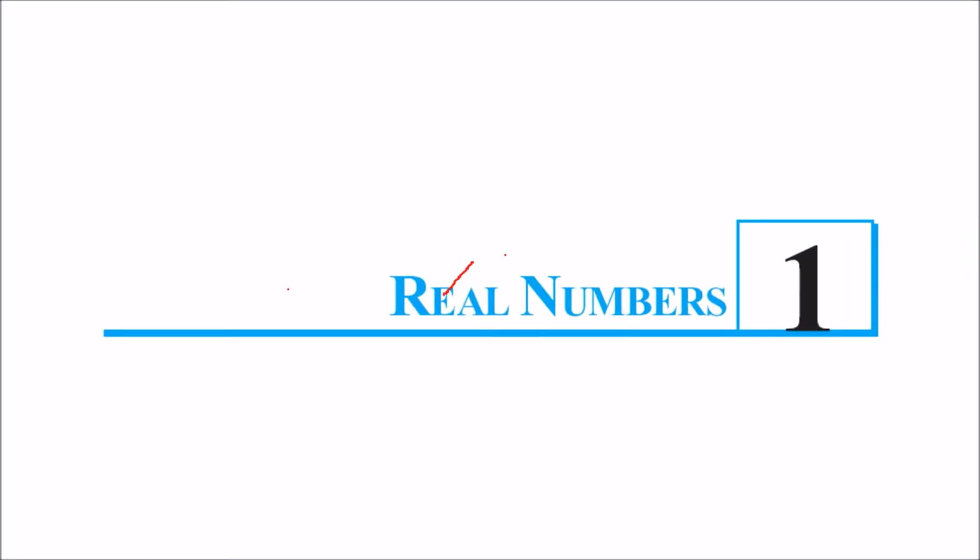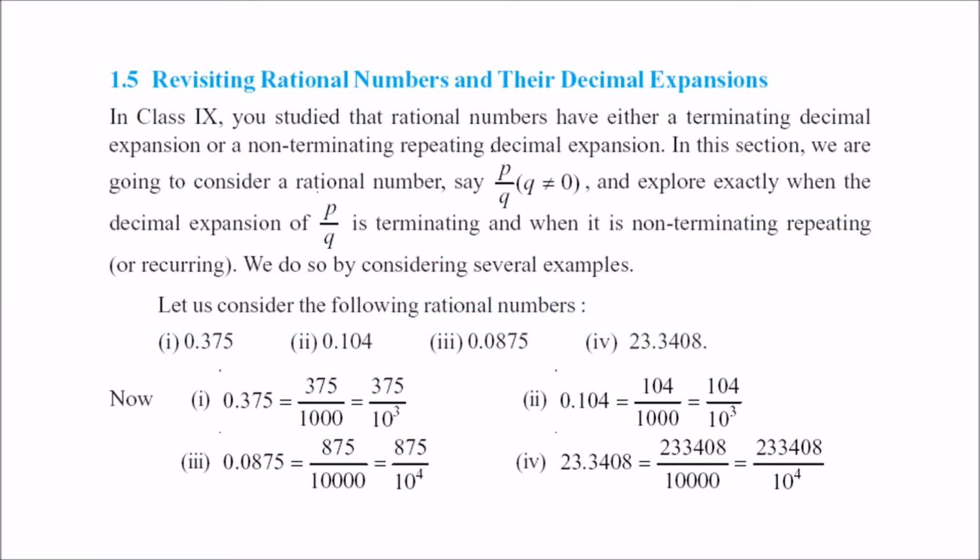So we are discussing the real numbers, and we have seen two very important theorems, you can say, or properties you must learn and understand. Now let us revisit the rational numbers and decimal expansions. We have seen in class 9 that a rational number can either have a terminating decimal expansion or a non-terminating repeating decimal expansion. We also call it recurring.